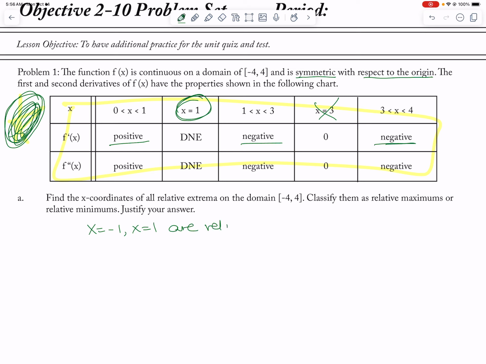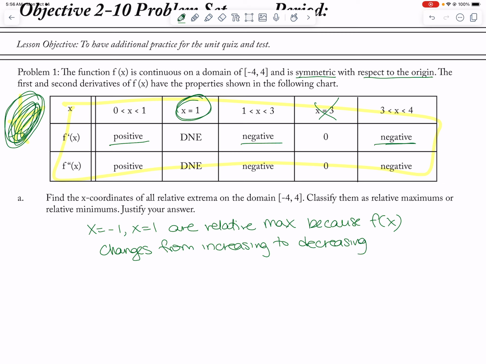Are relative maximums because f of x changes from increasing to decreasing. And that's what it means to justify your answer too. This part here, because it changes from increasing to decreasing. Or I could have said because f prime goes from bigger than 0 to less than 0, or f prime goes from positive to negative. But the better justification is using what happens with f of x.